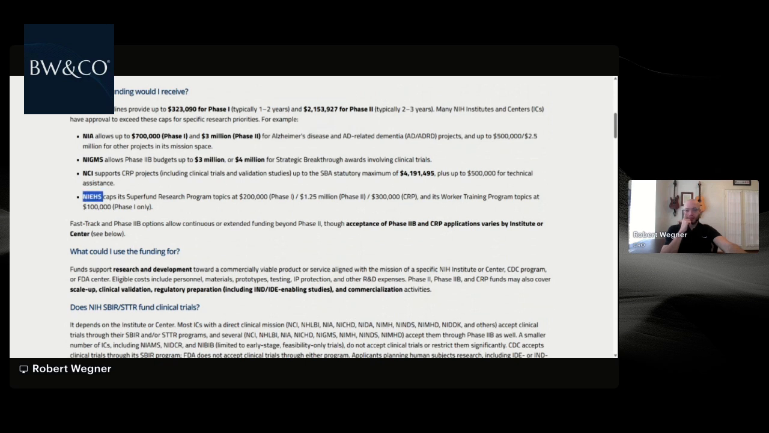NIEHS is always an interesting one. The National Institute for Environmental Health Sciences have the highest success rates across the board from an institute and center perspective. So groups like National Cancer Institute, even though they're one of the more well-funded groups, receive a lot of applications, which drives the success rate pretty low. I believe, actually, let me double check this.